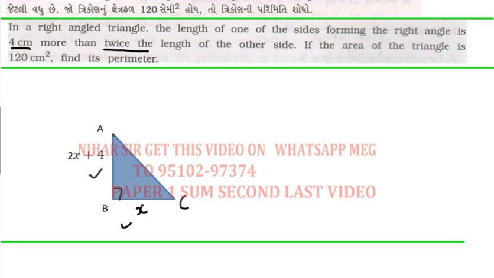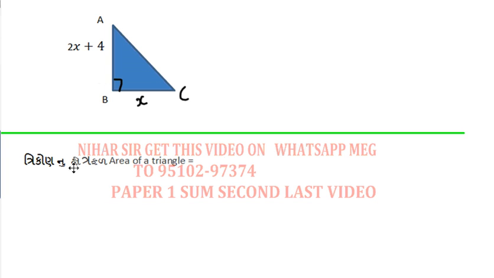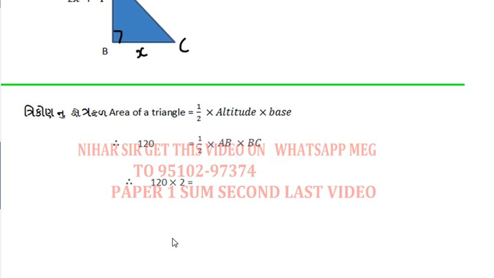Now what is the formula for the area of a triangle? We have two formulas: one you can go with Heron's, and second you can go with 1 upon 2 altitude into base. We have a pair of altitude and base here: this is an altitude, and this is the base, so you can take AB and BC as a pair of altitude and base and definitely go ahead. So 1 upon 2 altitude base, I have the answer for the area, that's 120. Now altitude base, 120 into 2, AB is equal to 2x plus 4, BC is equal to x. Now this x is with both, so 2x into x, that's 2x square, and 4x.